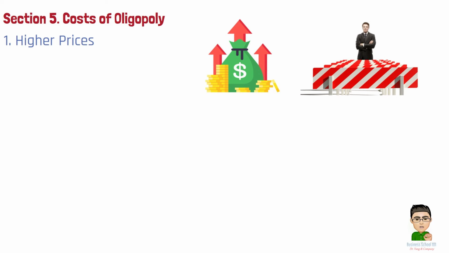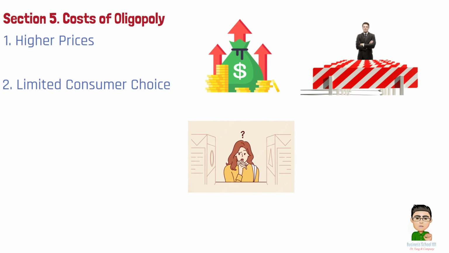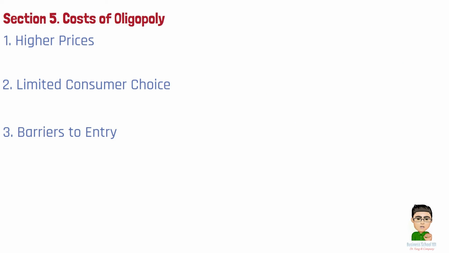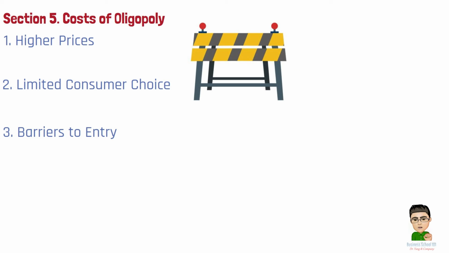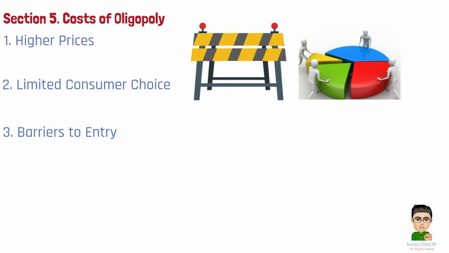Number 2. Limited consumer choice. With fewer firms dominating the market, there may be less variety in products and services. This can limit consumer choice and potentially stifle innovation, as firms have less incentive to differentiate their offerings. Number 3. Barriers to entry. High entry barriers in oligopolistic markets can prevent new firms from entering the market, which can limit competition and innovation. This can also lead to a concentration of market power, potentially resulting in anti-competitive behavior.